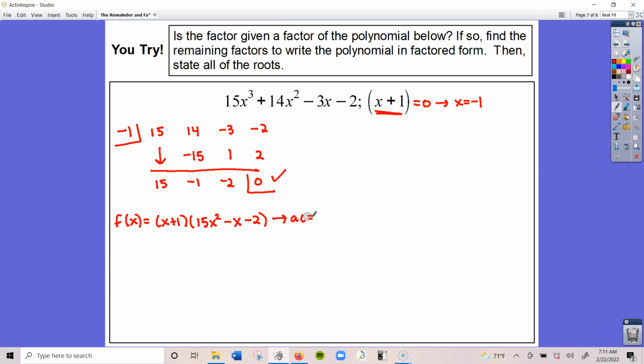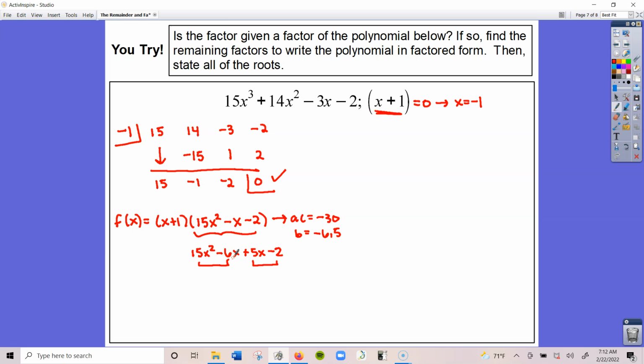So AC is 15 times -2, which is -30. And the two numbers that multiply to give me -30, but add to give me -1, are -6 and 5. So let's write this using our two new values: 15x squared minus 6x plus 5x minus 2. Now we factor by grouping.